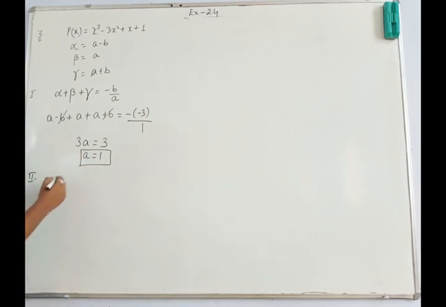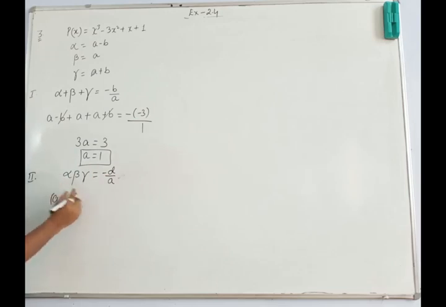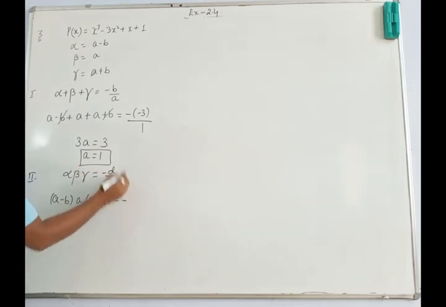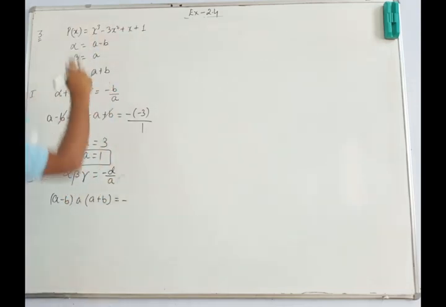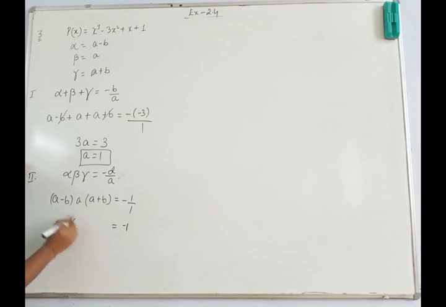Now we will be using the third property, which says alpha, beta, gamma equals to minus d upon a. Okay, so this we will be using here. Now let's put the values. So a minus b is the value of alpha, the value of beta is a, and the value of gamma is a plus b, equals to minus d upon a. D is what? 1. A is what? 1. So minus 1 upon 1, it will be giving you a minus 1. Now put the a aside, and a minus b and a plus b will give you what? A square minus b square.